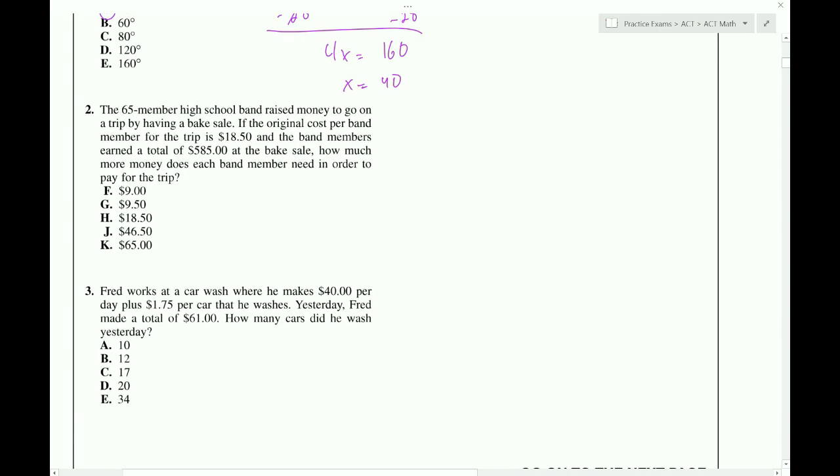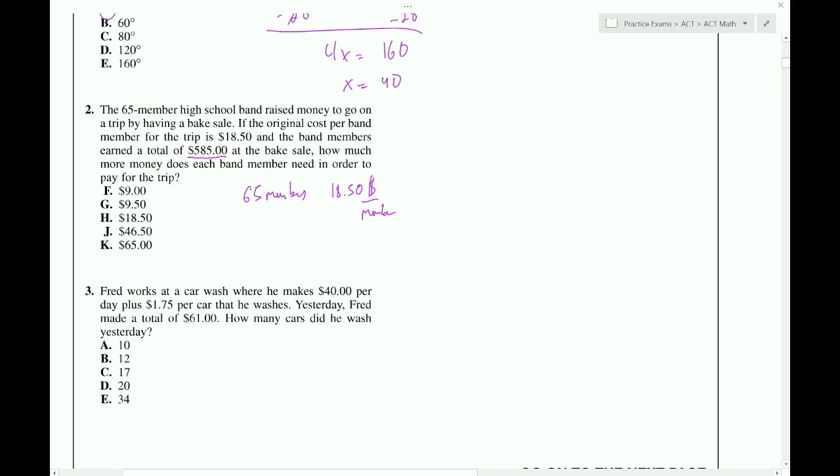The 65-member high school band raised money to go on a trip by having a bake sale. If the original cost per band member for the trip is $18.50, and the band members earned a total of this much, how much more money does each band member need in order to pay for the trip? Let's see. So you have a 65-member band. The original cost per band member is $18.50. This is dollars per member. This is how many members.